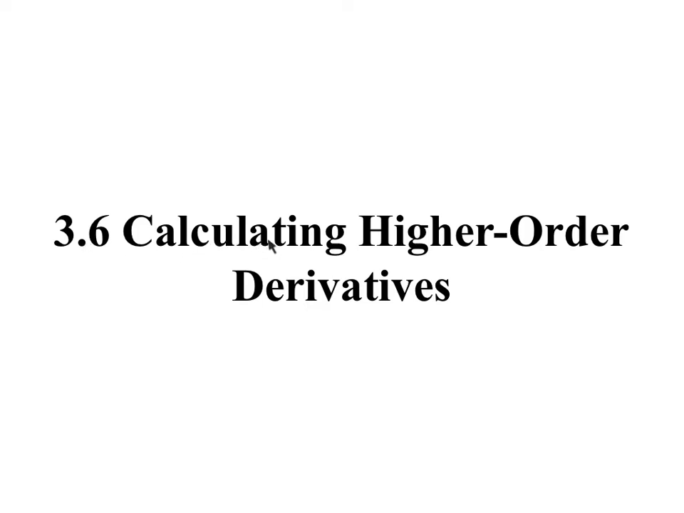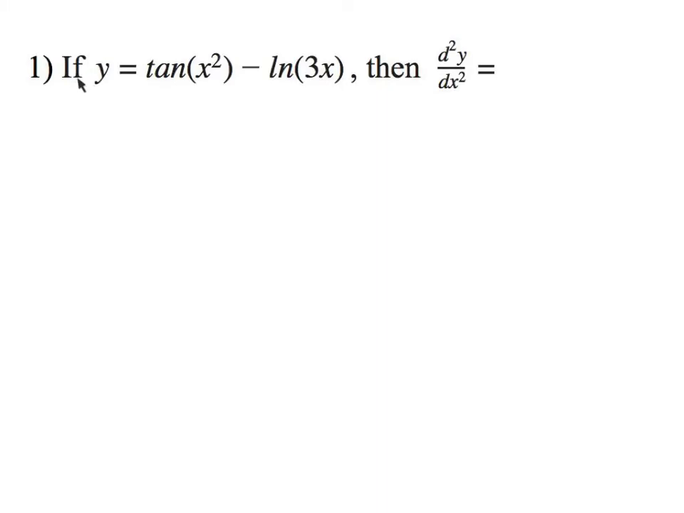3.6, calculating higher order derivatives. So, if y equals this, I want this. What does this mean? This means the second derivative. This means the derivative of the derivative. So we're going to take the derivative and then take the derivative again. This is actually very important for the next chapter called concavity.